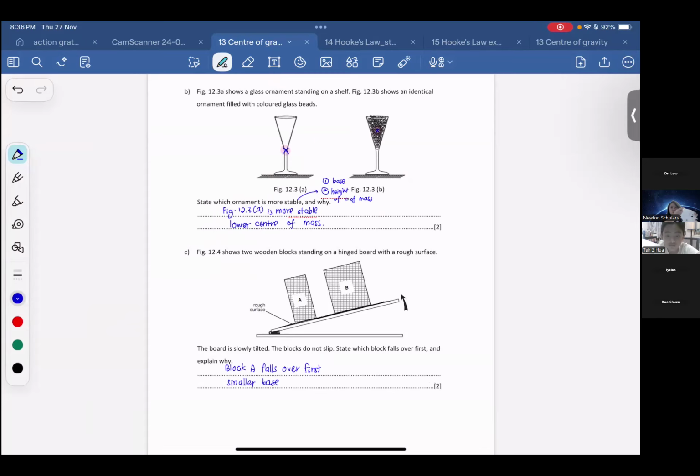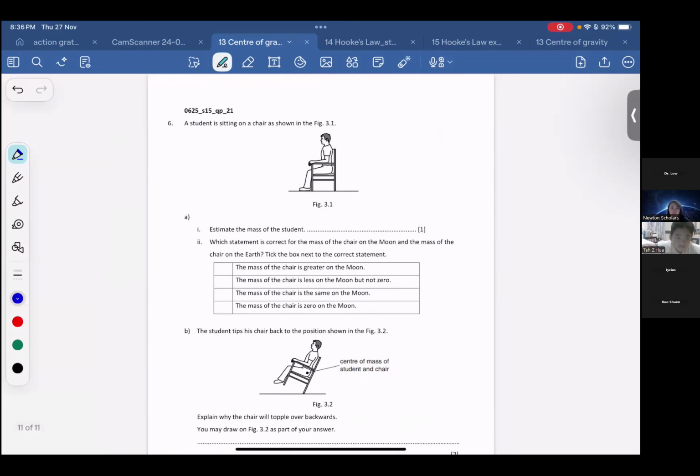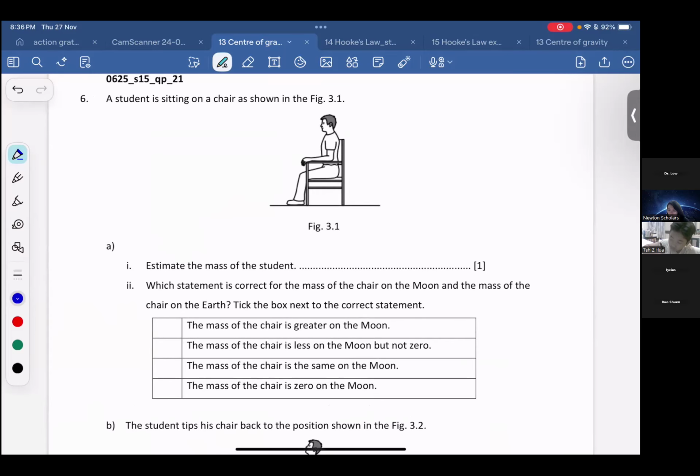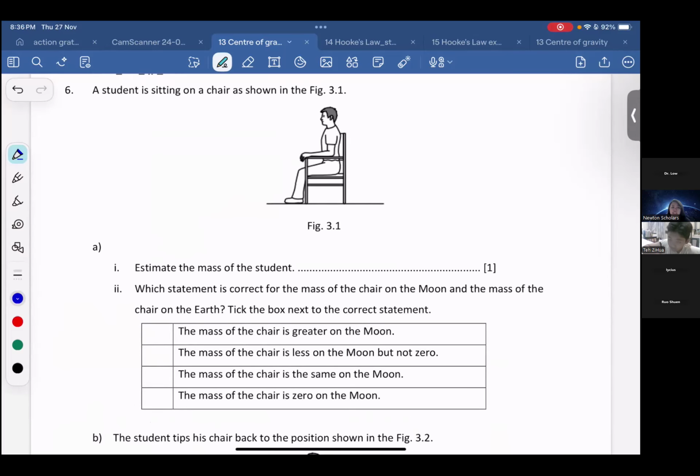Okay, if no question, we go to the last page. Can we go to the last page? Okay, Megan, okay. A student is sitting on a chair as shown in figure 3.1. Can you estimate the mass of the student? Type your answer. Estimation. Mass of a student. You are the student, so you write your mass. That is the answer.